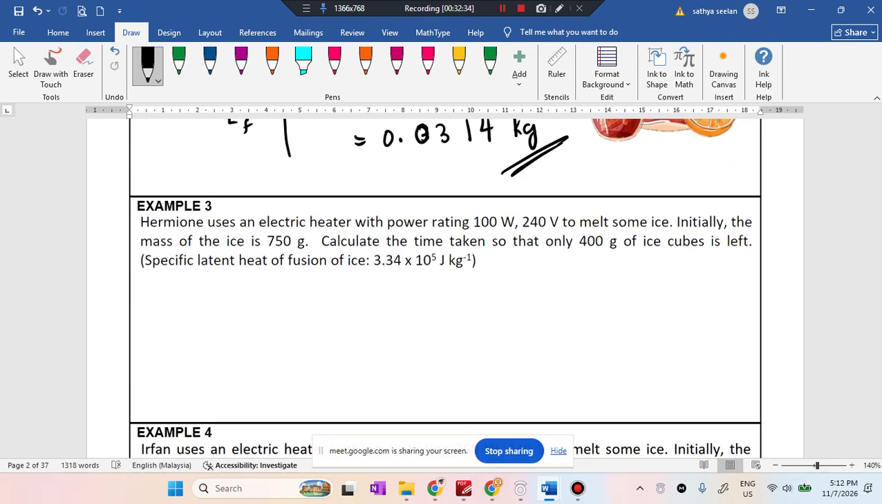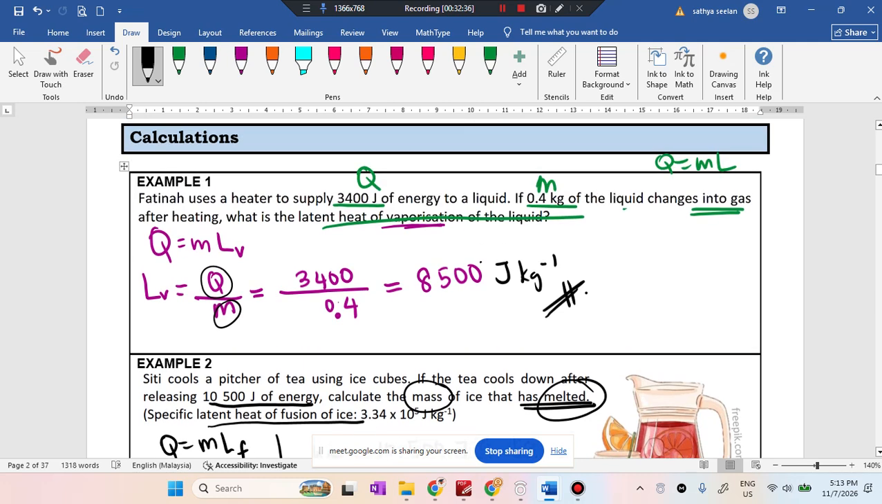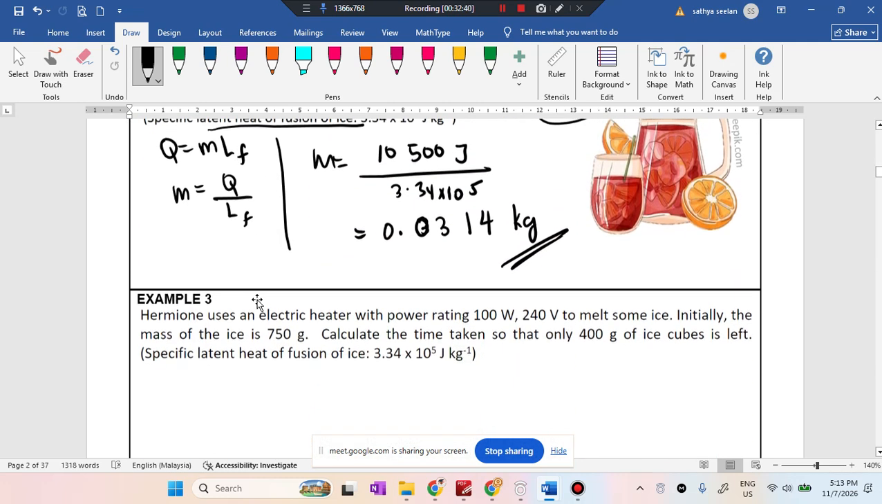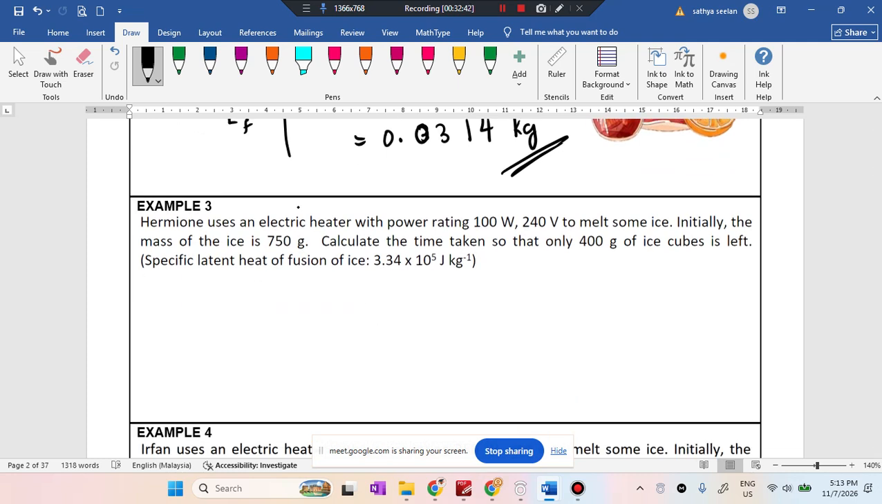Hermione using electric heat. Okay, so far this one okay guys. She gave one vaporization example, one fusion example. Now we want to use, nampak tak? She already used the word electric heater, right? If you see electric heater, we must use Q equal to PT. Which power? 100 or 240? Understand?